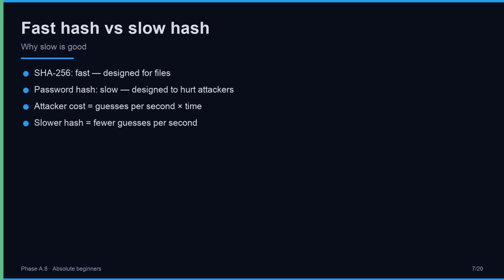Password hashing is deliberately slow. The goal is to make each guess expensive. If one guess takes 1/10 of a second, an attacker trying a billion passwords is suddenly looking at decades, not seconds. Slow is the feature, not the bug. Slow is what protects your users when the database leaks.